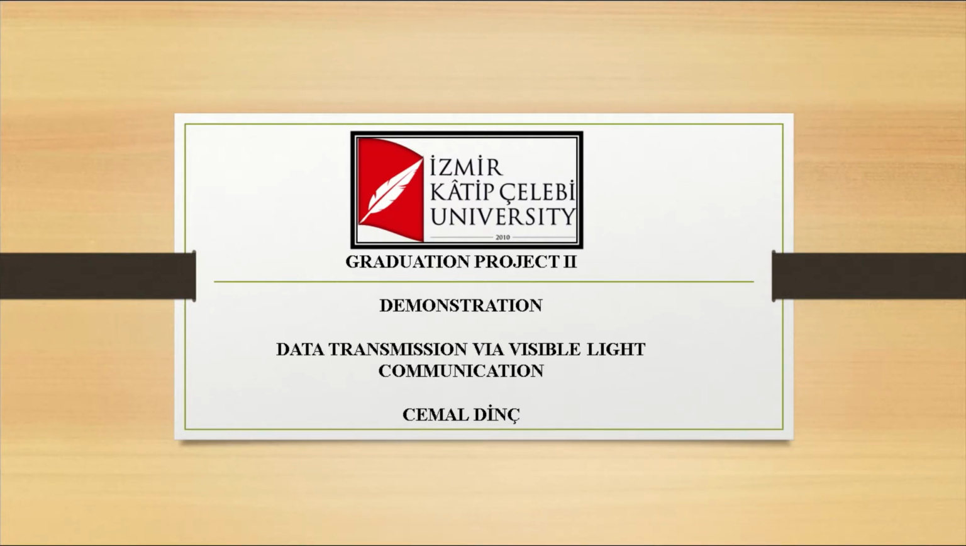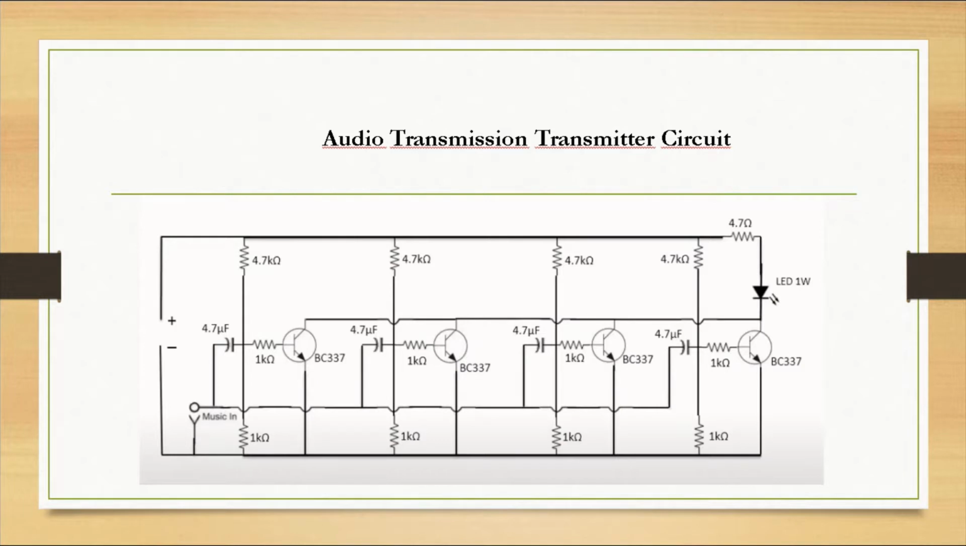Today, I will talk to you about how data transmission is made with visible light and the working principles of the circuit used. In the transmitter circuit, we generally use a 4-stage RC coupled amplifier using transistor BC337. A 4.7 microfarad capacitor is for blocking DC signal. The combination of 4.7 kΩ resistor and 1 kΩ resistor is for voltage divider purpose, and the audio jack is for input signal. A high illuminated LED is for the transmitted signal, and a 9-volt battery is for power supply.